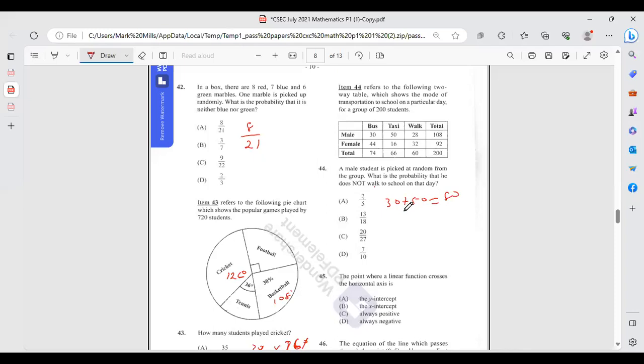Were they asking us in reference to the male students or to the whole class? They say from the group of 200 students, a male student is picked at random. What is the probability that he does not walk to school on that day? So there is reference to the whole class. So I'll say 80 over 200. Then I'll break it down. 4 goes into how many times? 2 over 5. So it'll be 2/5, A. Okay.